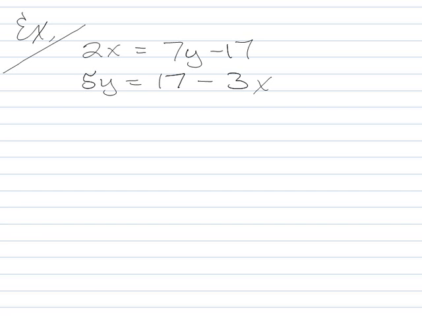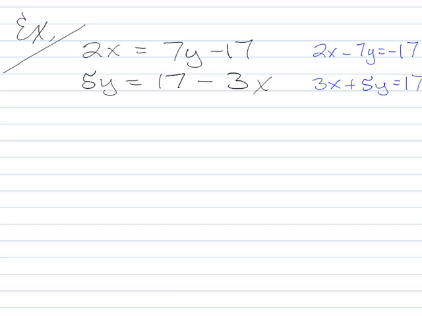You remember, we can't just go to town, right? We have to do something special with this. We have to write it in standard form. So I need to rewrite this as 2x minus 7y equals minus 17, and then 3x plus 5y equals positive 17, like that. All right, now I can go ahead and solve it not with substitution, but with the addition method.